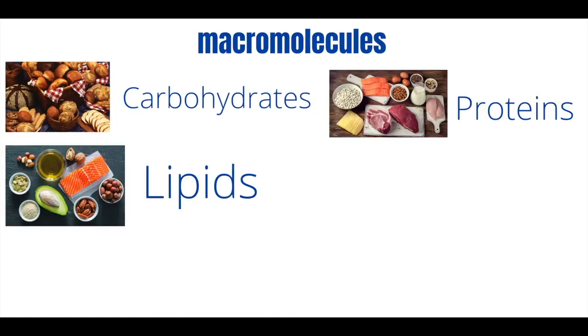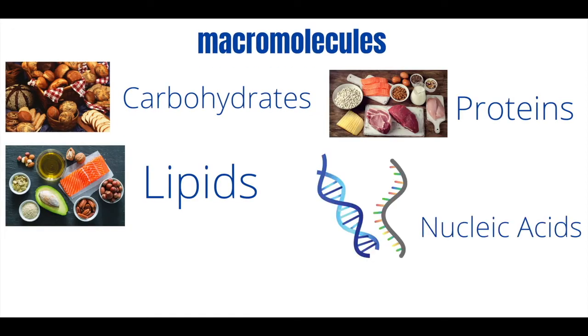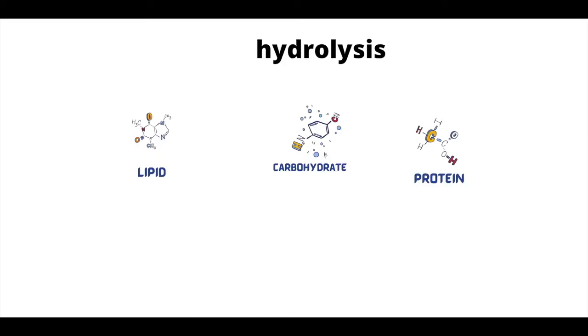The 4 macronutrients that we're going to be studying are the carbohydrates, lipids, proteins, and nucleic acids. Macronutrients are nutrients required in large amounts that provide energy needed to maintain bodily functions and carry out the activities of daily life. Macromolecules are associated with this process called hydrolysis. Hydrolysis means that when the molecules are immersed in water, they can be easily broken down into smaller molecules. So essentially, we have these macromolecules like fats, carbohydrates, and proteins.